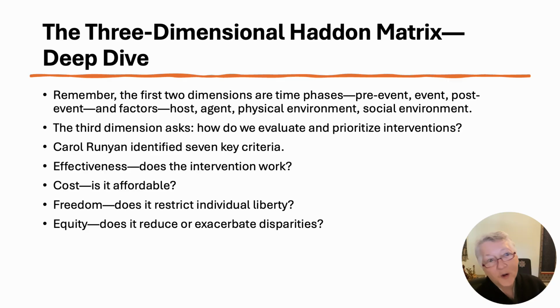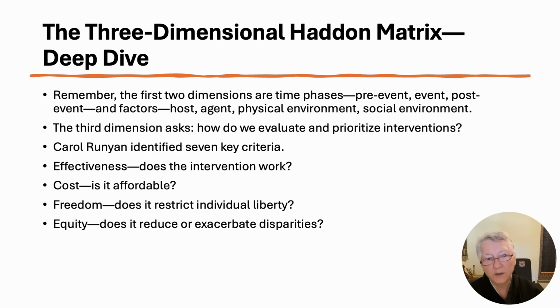Now let's return to the Haddon Matrix and go a little deeper into the third dimension. So remember the value criteria. Remember, the first two dimensions are the time phases, pre-event, event, and post-event, and the factors, host, agent, physical environment, and social environment. And then the third dimension asks us, how do we evaluate and prioritize the interventions?